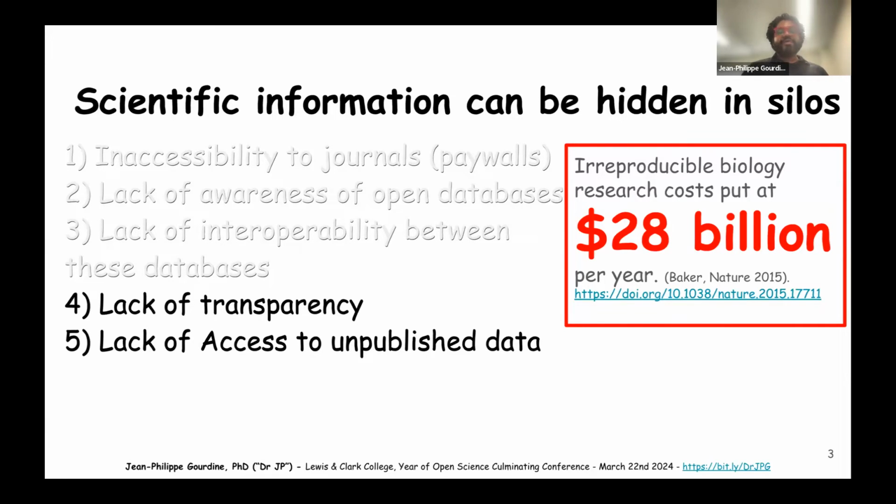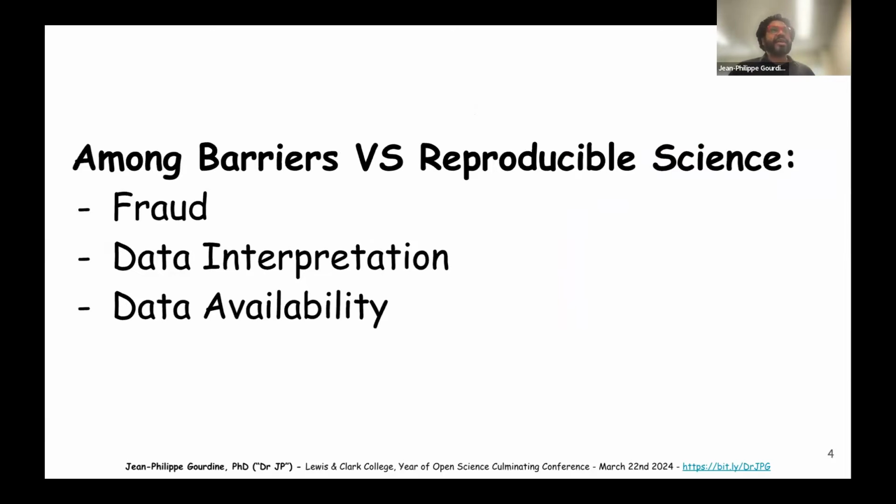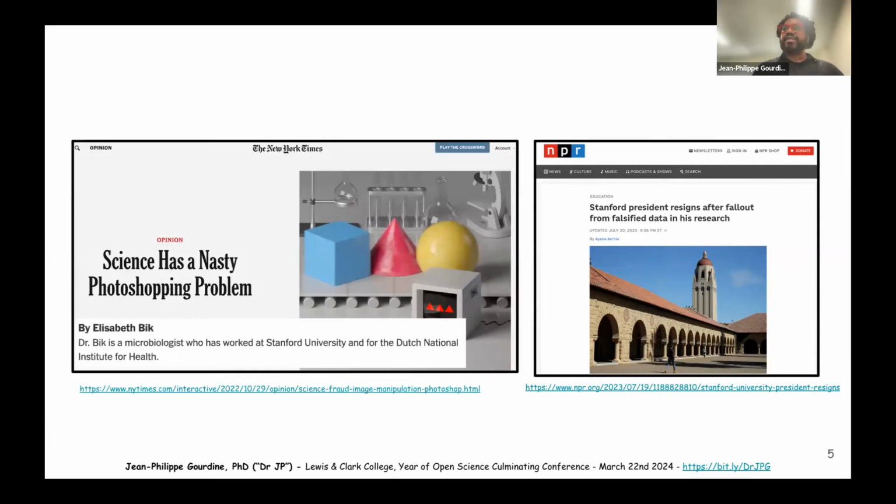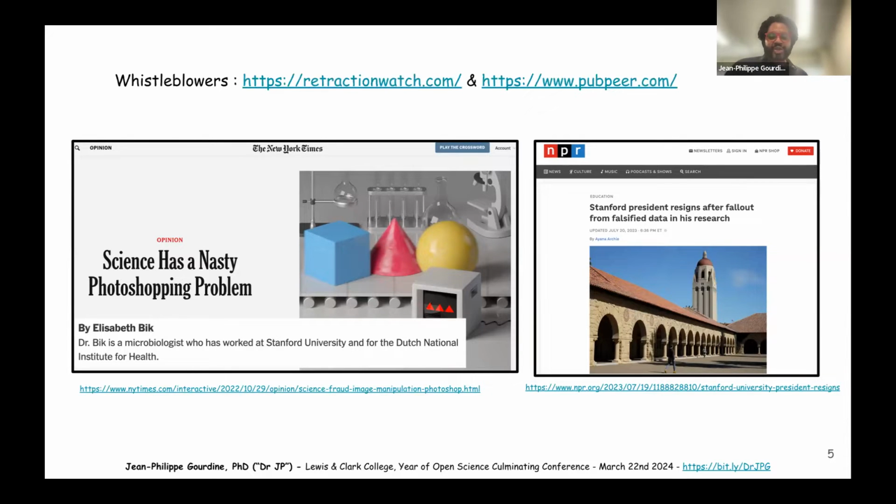And I'm going to illustrate with some examples and get to the core of what I want to develop here at Lewis and Clark College. So we know we have fraud that happens also. And I just want to illustrate what happened recently with some fraud in the US with some falsified data, to a point that now Science magazine is using software to make sure that images are not fake.